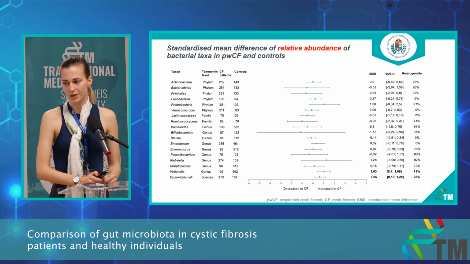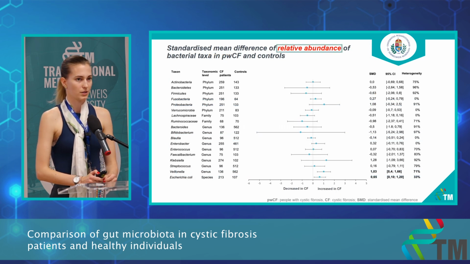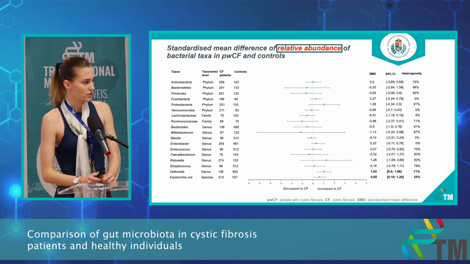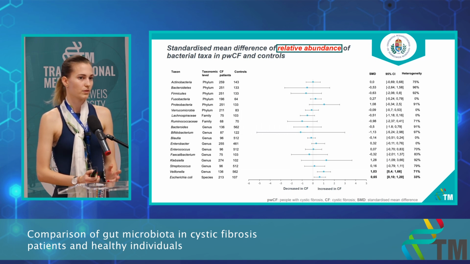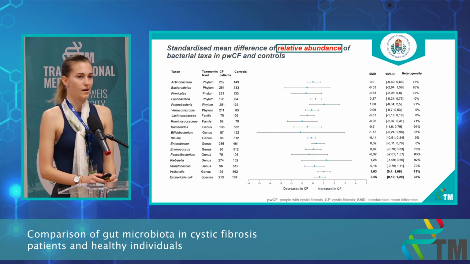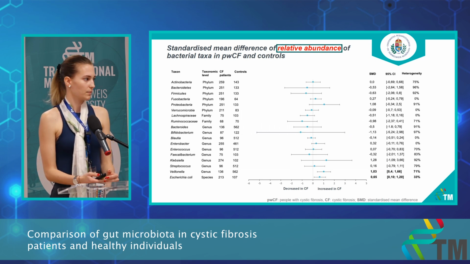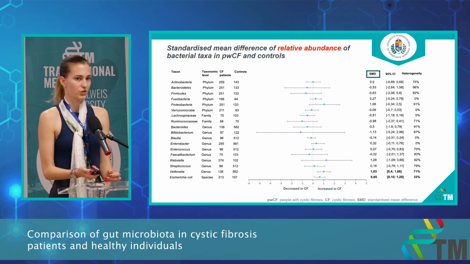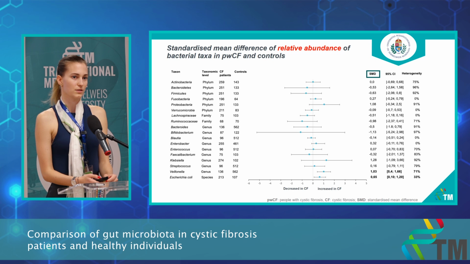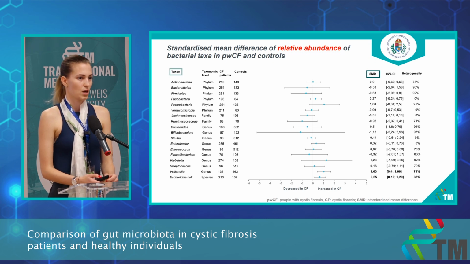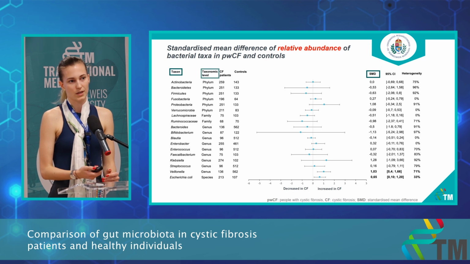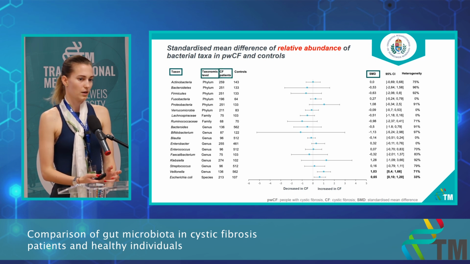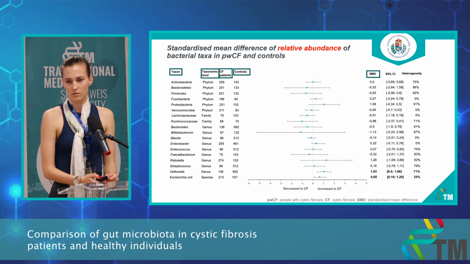This aggregated forest plot shows our results for relative abundance. Relative abundance is a percentage measure. It tells us the percentage of a certain bacterial taxon compared to all the bacterial taxa found in that given sample. We also measured standardized mean differences between the 2 groups. The first column shows the name of the bacterial taxon, then the taxonomic level, then the number of CF patients, and the number of controls.